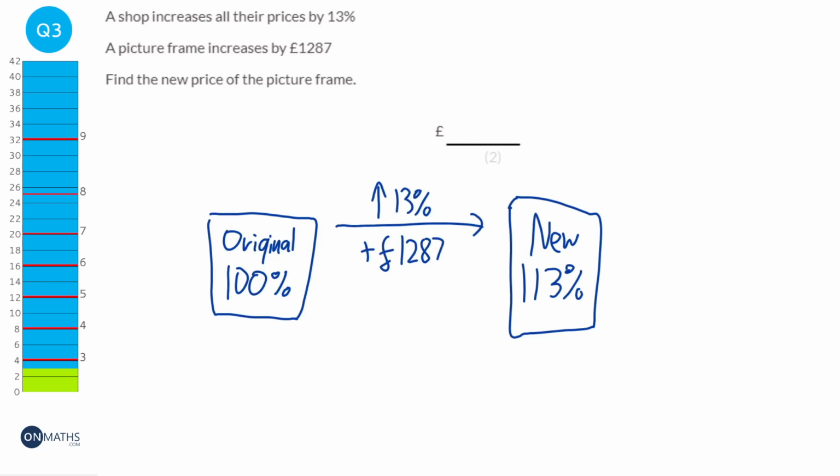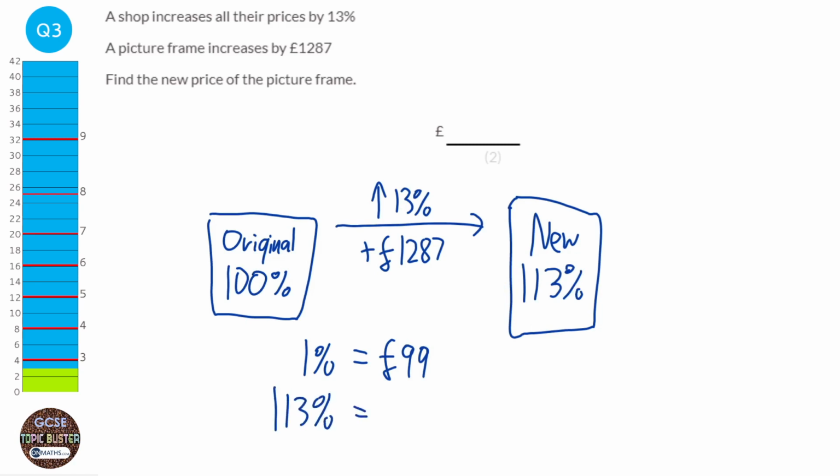So what we're going to do is work out what 1% of the price increase is. Instead of 13%, we're going to work out what 1% is. And we're going to do that by dividing the amount by 13, and we get 99. So 1% of the original represents £99. But the new amount is 113%. So we need to times the £99 by 113, which gives us £11,187.